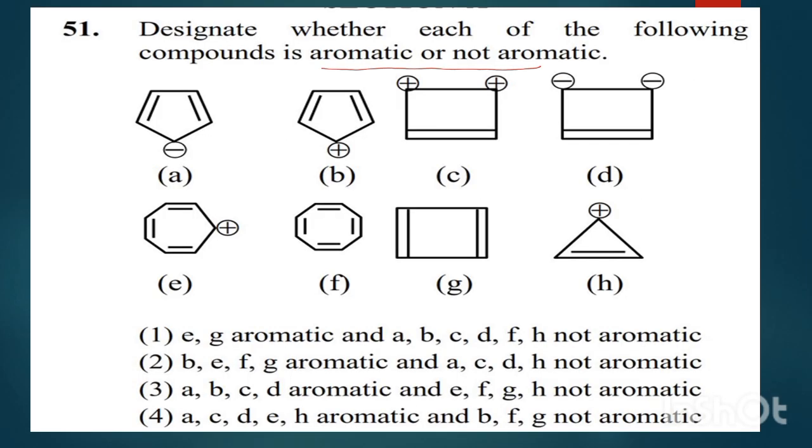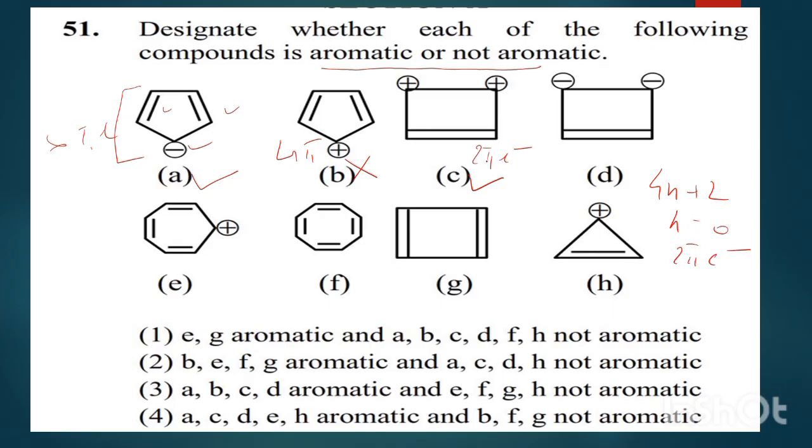So let's compare the first one. How many electrons does it have? It has 2, 4, 6, so 6 pi electrons, so A might be aromatic. Next, B has only 4 pi electrons, so B is definitely not aromatic. C has 2 pi electrons; it can fit 4n plus 2, that is, if n equals 0, then we can have 2 pi electrons.